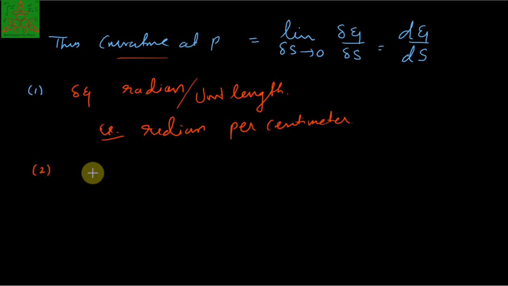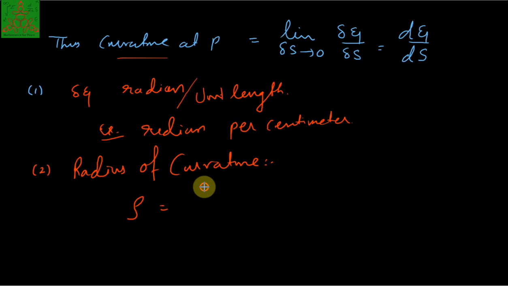The second remark is the definition of the radius of curvature. The reciprocal of the curvature is called the radius of curvature, and it is denoted by rho. Rho is nothing but 1 upon d xi by ds. So the radius of curvature is the reciprocal of the curvature, 1 upon d xi by ds.